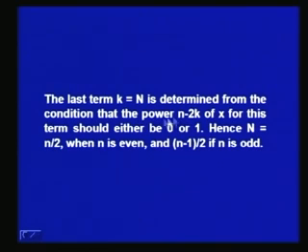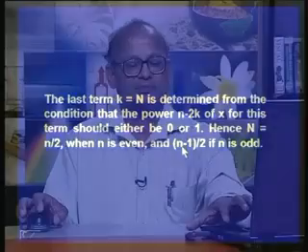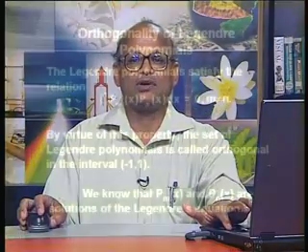The last term, k equal to N, depends on n. If it is an even integer, N will have value n/2. If it is an odd integer, it will have value (n - 1)/2, because the power of x has to be either 0 or 1.